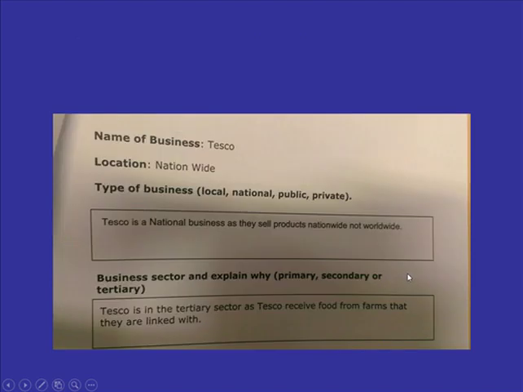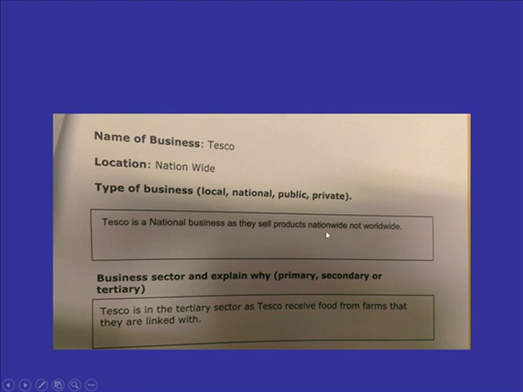This is in the bad and the ugly. Nationwide is spelled as two words here, but then spelled as one word there. So pick which one you're going to use. You've capitalised national for no apparent reason. So Tesco's is a national business as they sell products nationwide, not worldwide.